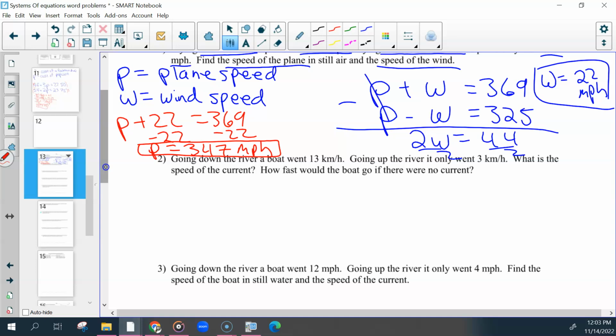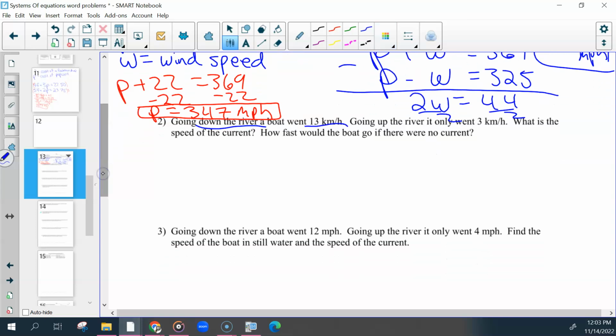So for number 2, same thing, but now we're dealing with a boat. Going down the river, the boat went 13 kilometers per hour. Going up the river, it only went 3 kilometers per hour. We need to find the speed of the current, so that's like the river, or how fast the boat would go if there were no current.